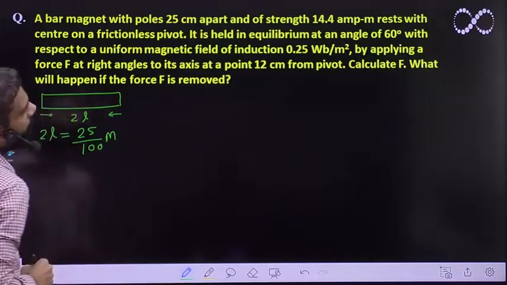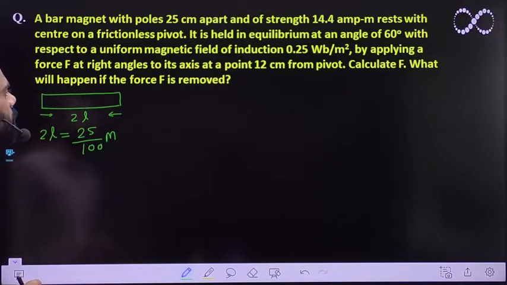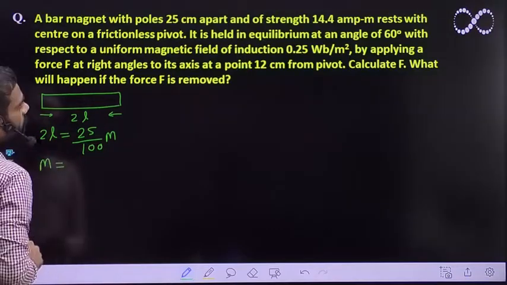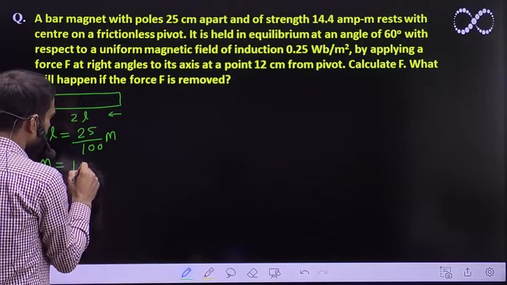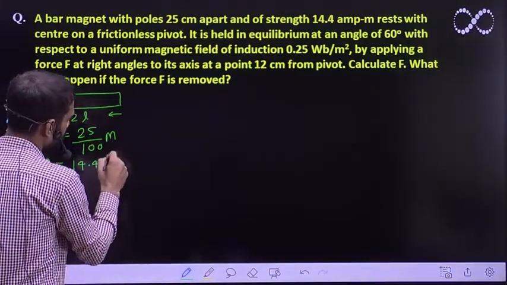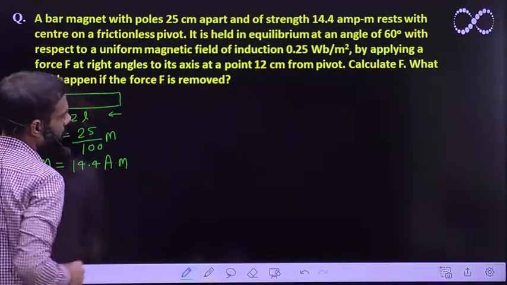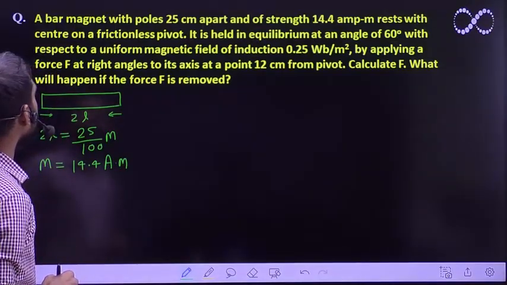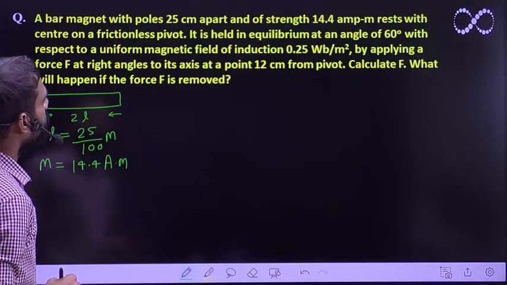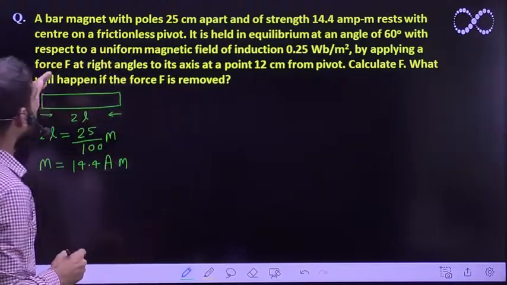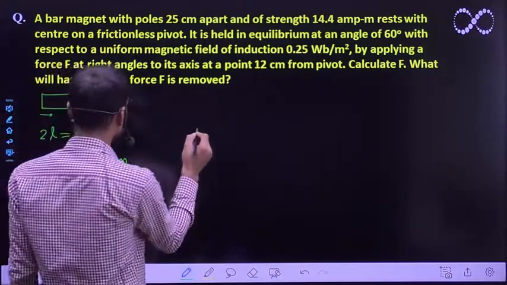Now it is saying the magnetic strength, so you can see m is the pole strength, and that is given as 14.4 ampere meter. So A m, ampere meter. It rests with the center on a frictionless pivot. It is held in equilibrium at an angle with respect to a uniform magnetic field. So let us see.